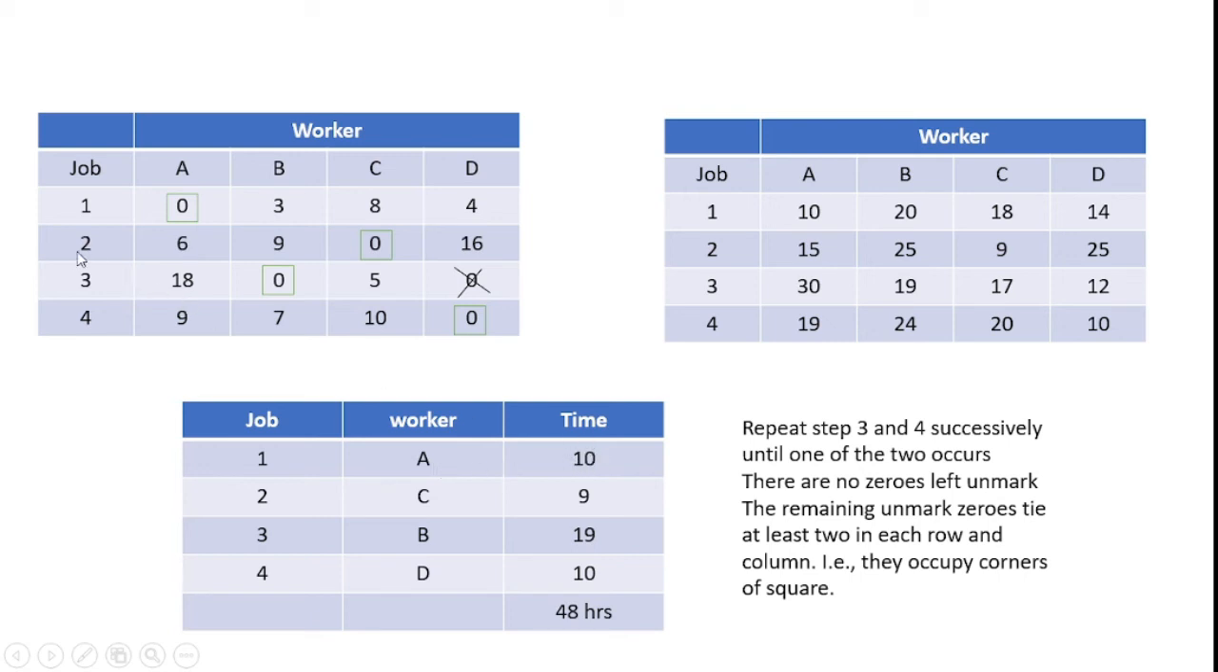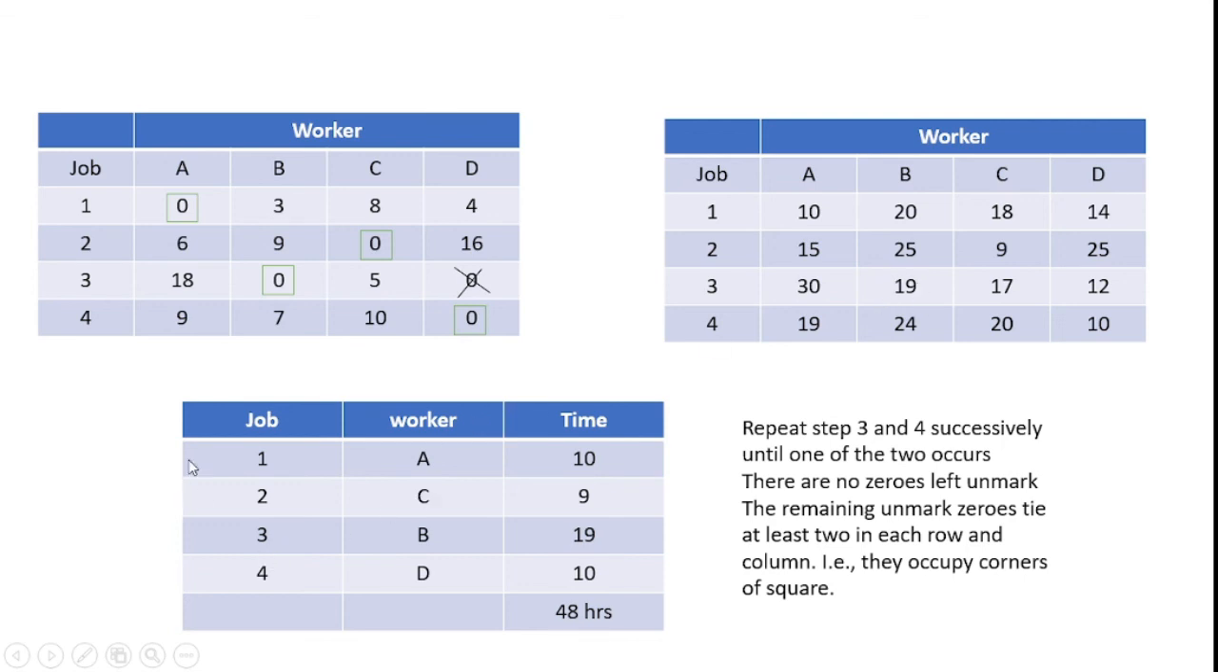After that, I consider job 2. The assignment is available with worker C. So job 2 is assigned to worker C. How much time does worker C consume? According to the problem, the respective cell has 9. So job 2 is completed by worker C in 9 hours. After that, what about the third row? The assignment is in B. According to the problem, the assignment time is 19 hours for the third job with worker B. So the third job is assigned to worker B, and the time consumption is 19 hours according to the given problem.